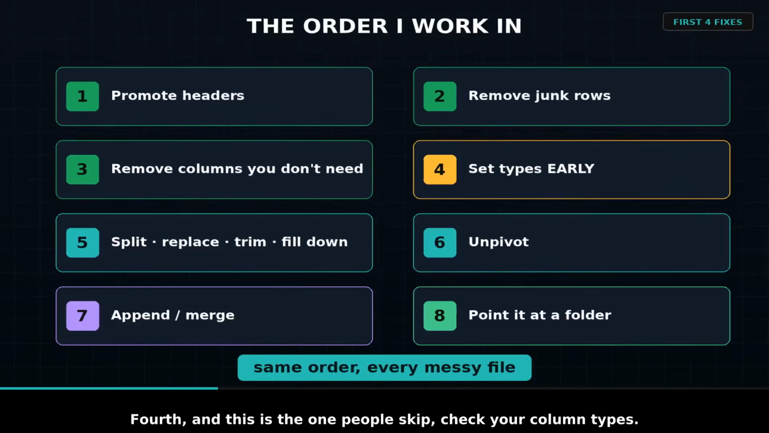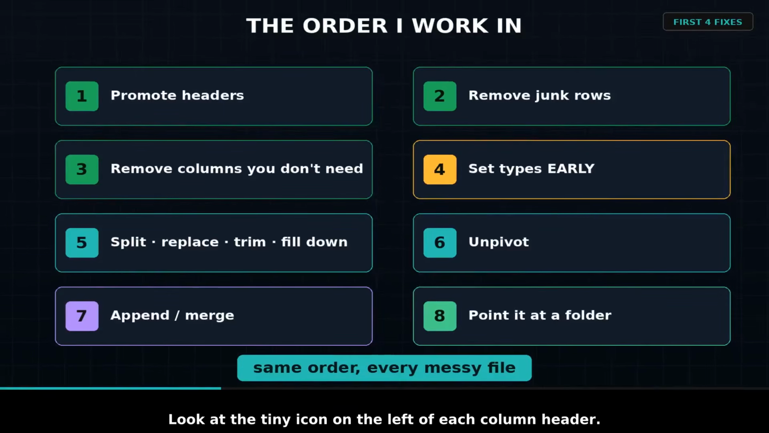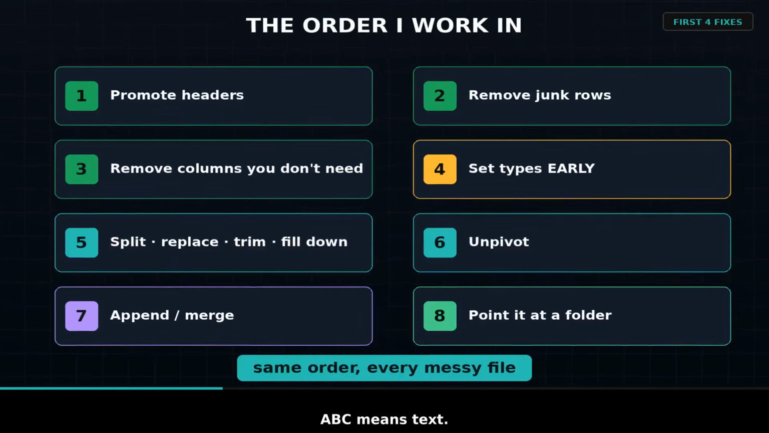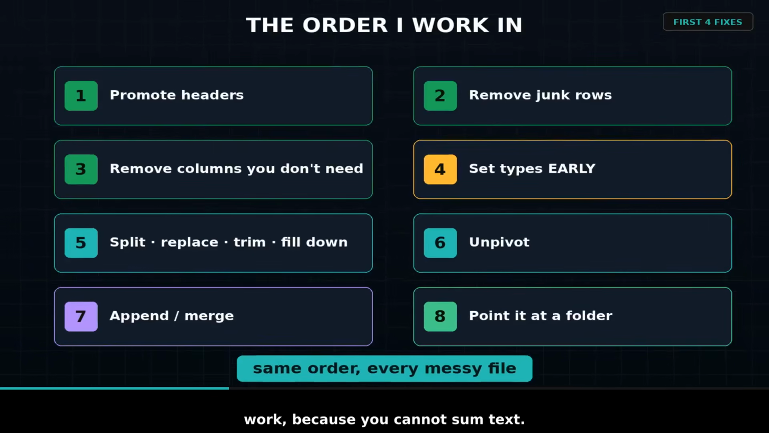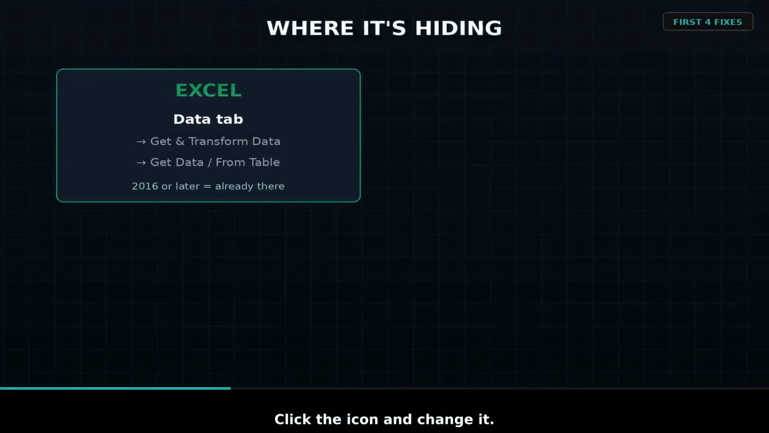Fourth, and this is the one people skip, check your column types. Look at the tiny icon on the left of each column header. ABC means text. 123 means whole number. A calendar means date. If a column that should be a number is showing ABC, nothing downstream will work because you cannot sum text. Click the icon and change it.